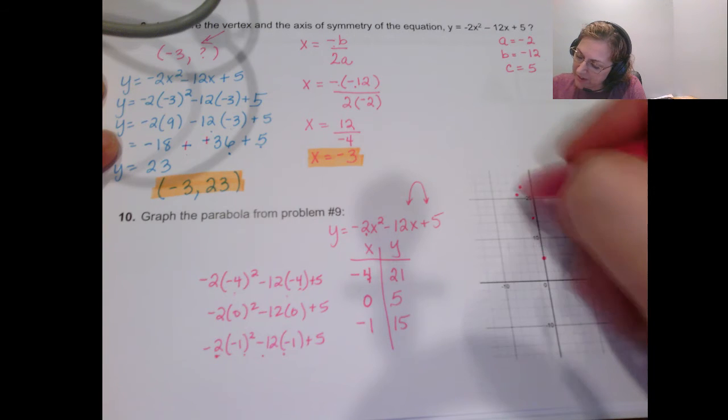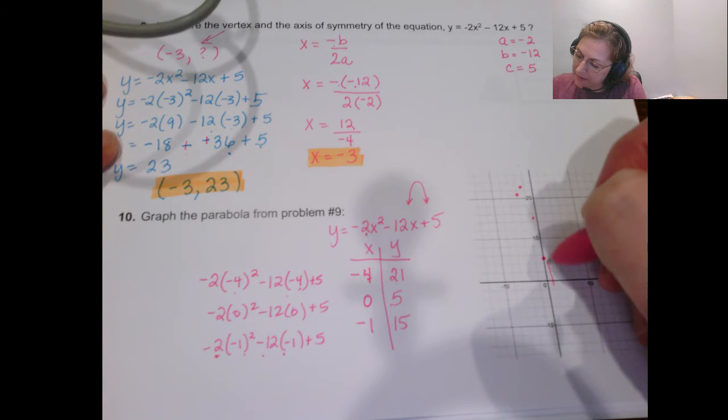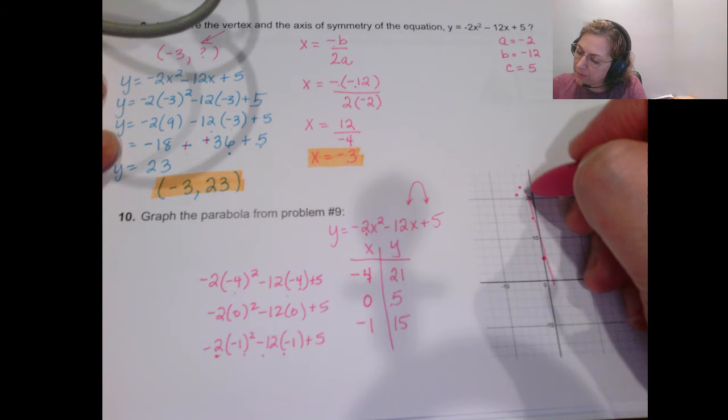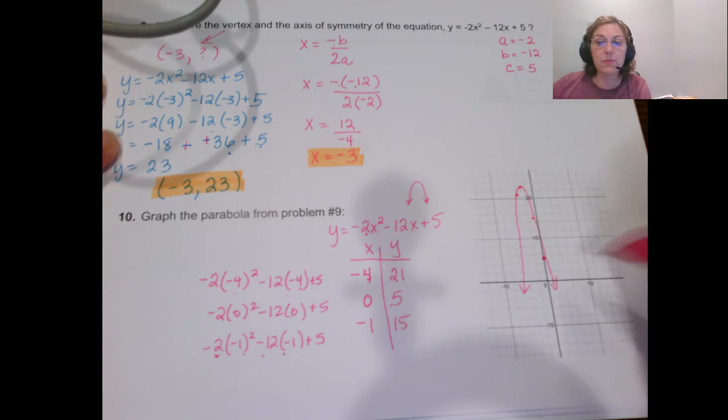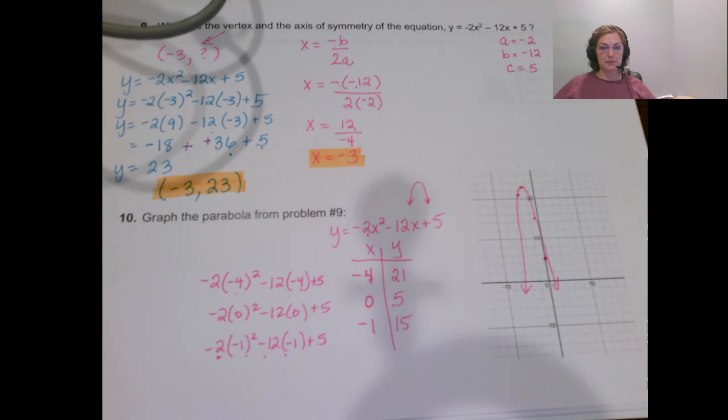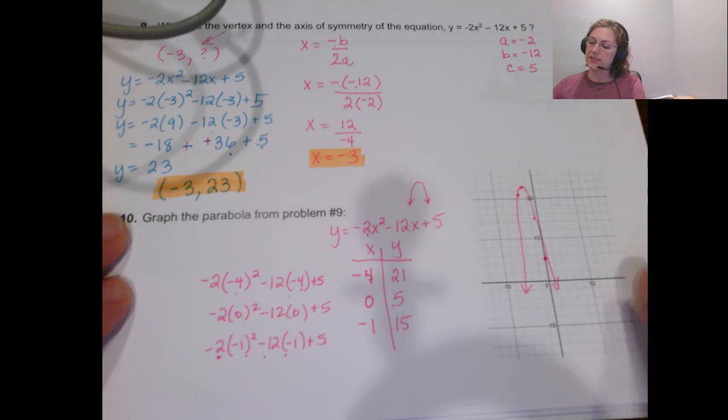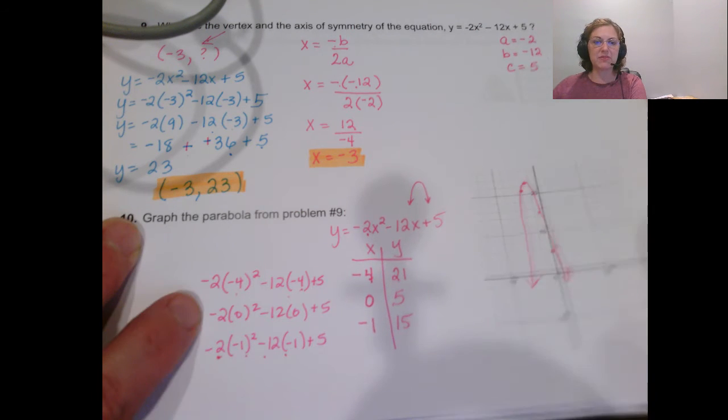Okay, so we've got our parabola, looks something like this. Now remember, we're not drawing a perfect graph. If I were drawing a perfect graph, I would graph a whole lot more points, okay? But I've got a general idea. I definitely know where the vertex is, and we've done a good job of a sketch here.